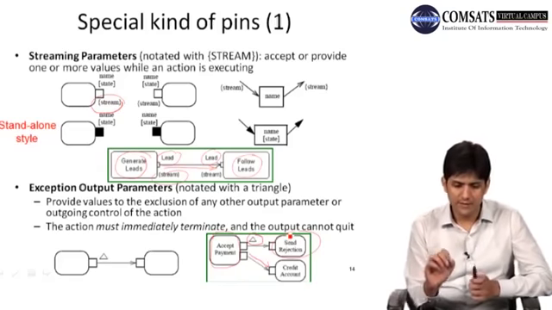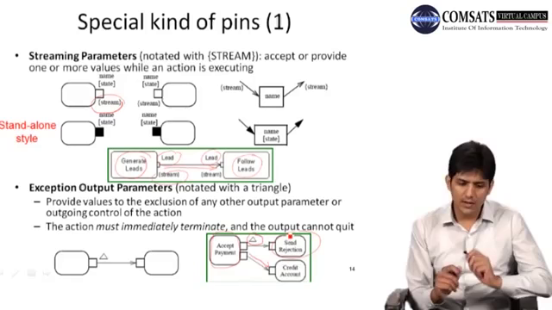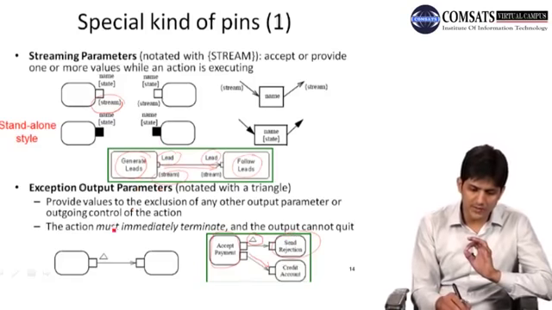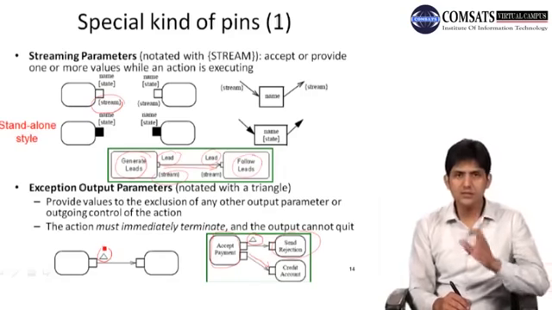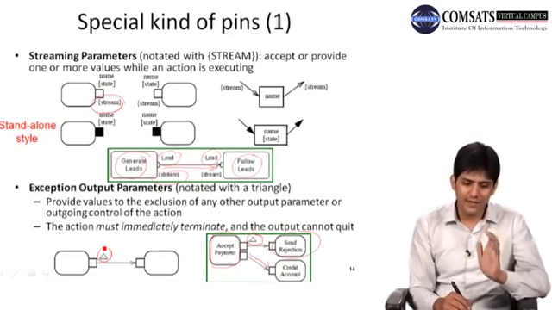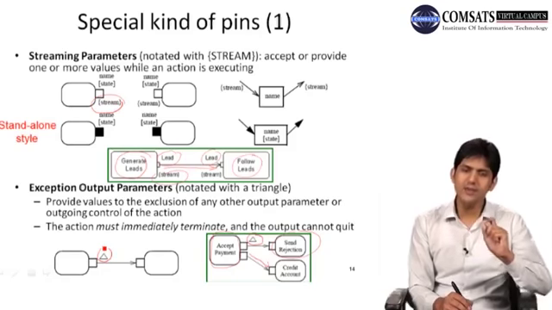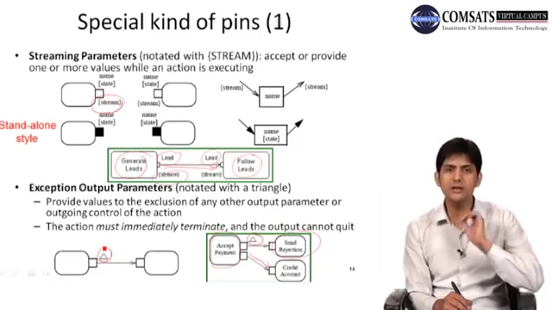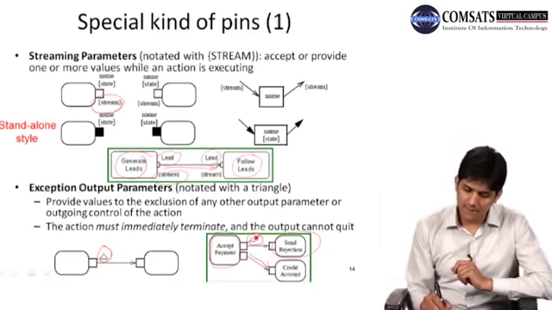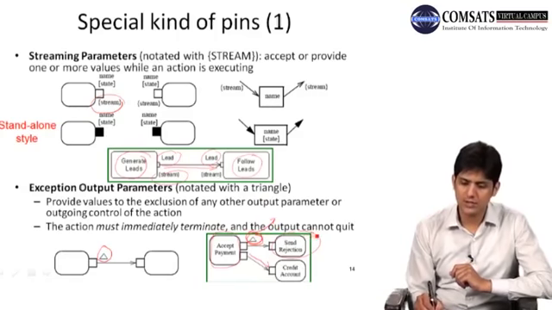So they are a special case when you need to end the action, or you need to exclude certain parameters. The exclusion is normally represented by this small triangle. Let's look at it again. It provides values to the exclusion of any other output parameter or outgoing control of the action. So this would have a certain value on the basis of which you are sending the rejection.